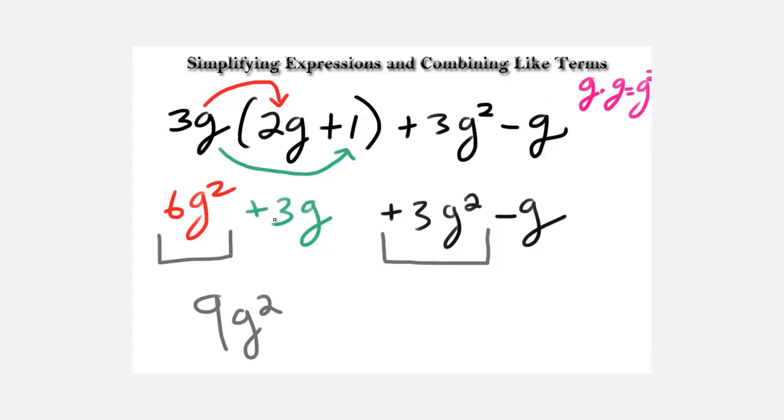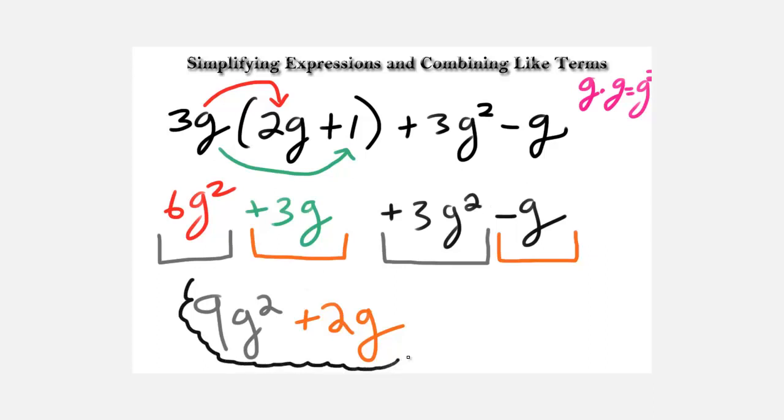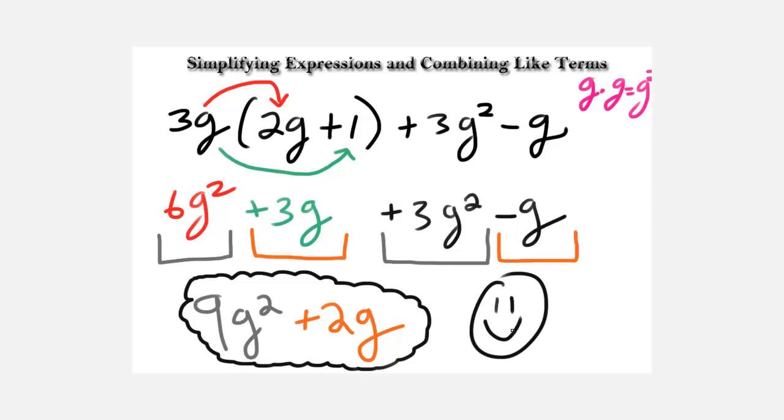Okay, now let's see, we have a regular 3g, positive 3, and we have a negative 1g, right? So think of it like this, you have $3 and you're minusing $1, so you're left with 2. 2 what? 2g. Right? So here we go. Here's our answer, our simplified expression, 9g squared plus 2g. And we're happy.